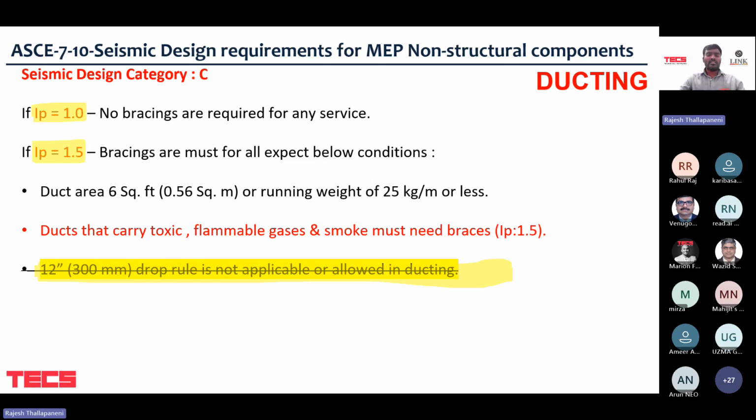And the 12-inch thumb rule is not possible in this, because ducting has a different approach, because the duct is huge and hollow. So the 12-inch thumb rule is not at all possible in this.